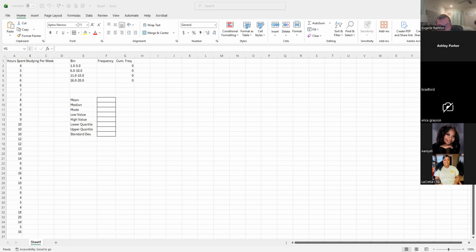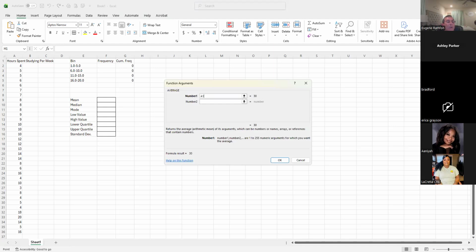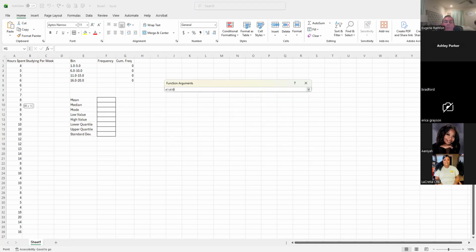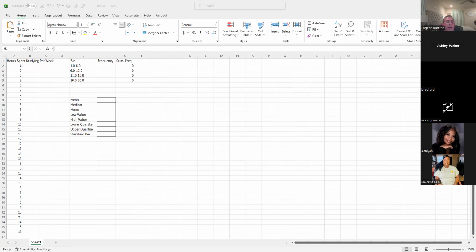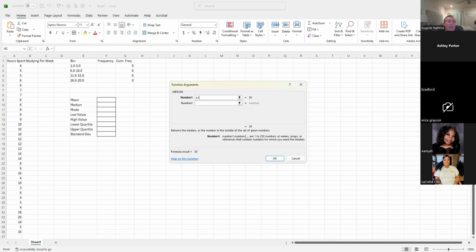All right, y'all. So I'm going to put equals here. Go up to formulas, more functions, statistical. And we want the average. So click on average. And then highlight this whole column. So it's going from A1 to A10 and hit OK. Now for the median, I'm going to hit equals. Go to more functions, statistical, and I'm going down to median. And then I'm going to highlight that column again. And okay.